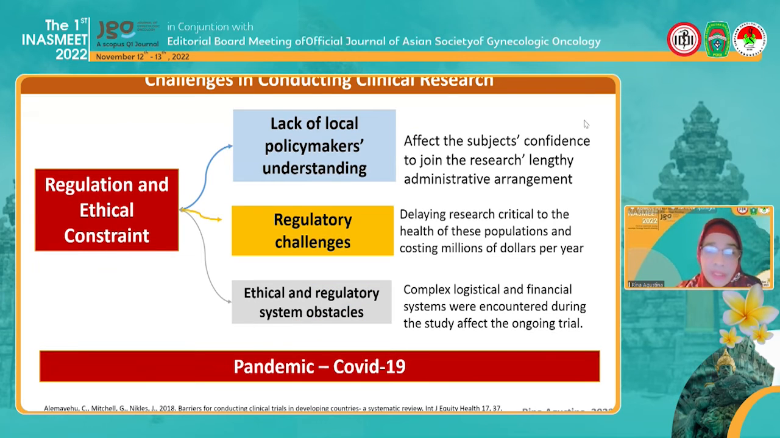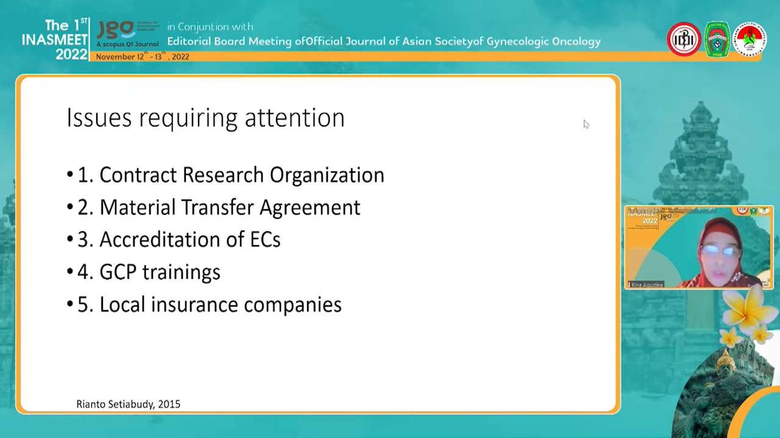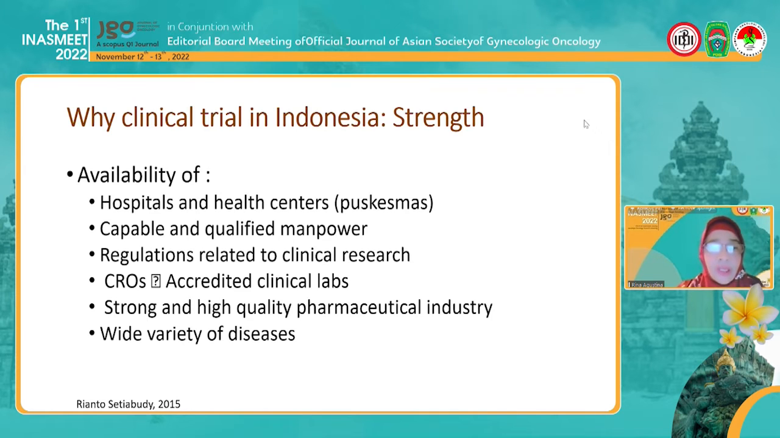In the era of the COVID-19 pandemic, all these challenges need to be improved to have a better partnership on conducting trials on COVID-19. Therefore, the issue requiring attention is high quality RCTs. These might be barriers that need to be overcome: contract research organizations, material transfer agreements, accreditation of ethical committees, GCP training, and local insurance companies to protect the subjects as well as the researchers.